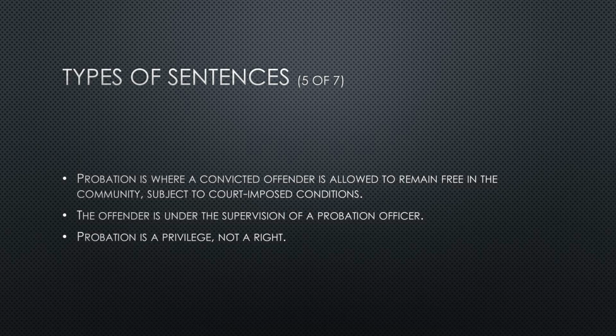Probation is everywhere. It is used all the time, and this is where someone who has been convicted of a crime is allowed to remain relatively free in the community, but there are going to be some court-imposed conditions. So you can call this probation or community supervision. Probation is where there has been a conviction, and probation is in lieu of going to prison or going to jail. So the offender is under the supervision of a probation officer or a community supervision officer.